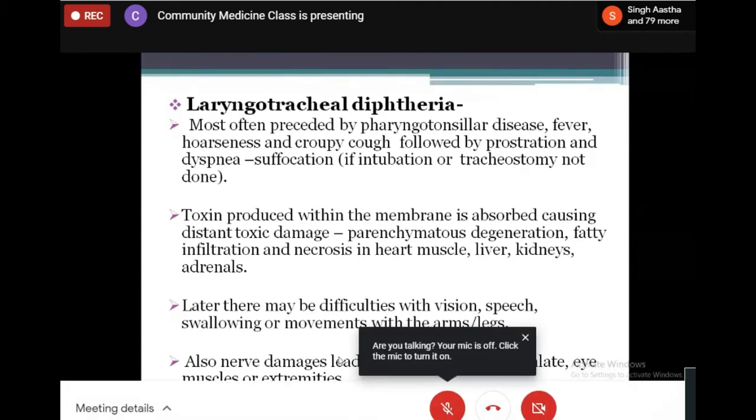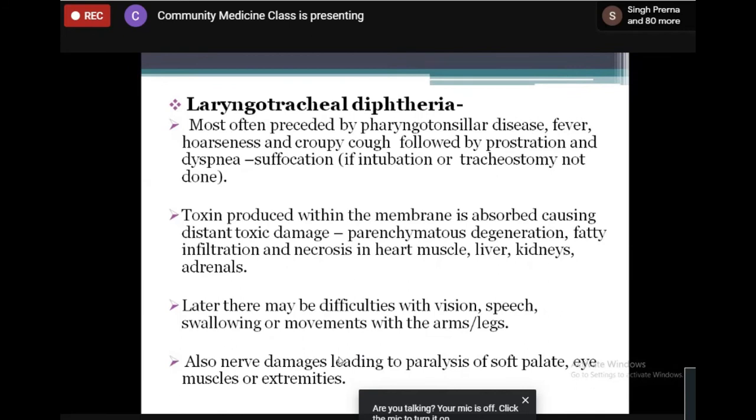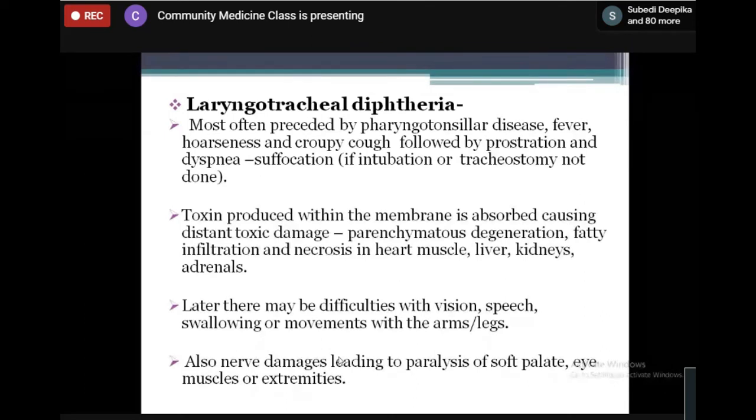First a child develops pharyngotonsillar diphtheria, then slowly the child will develop laryngotracheal diphtheria as well, and the child will develop fever along with that. You must have noticed during a common cold also, if you develop a severe common cold and cough, then your voice will change. That is because you are having laryngitis, inflammation of the larynx. So similarly here, as it affects the larynx and trachea, the child will develop a hoarse voice. It will become very thick and blunt, and the child will have a croupy cough. That is a very harsh, high pitched cough.